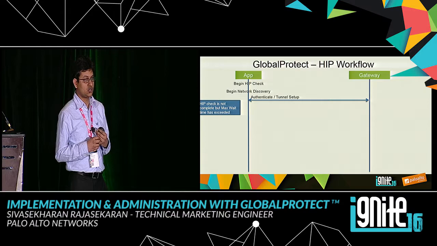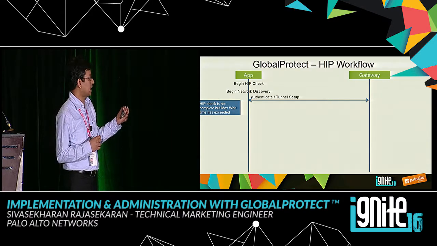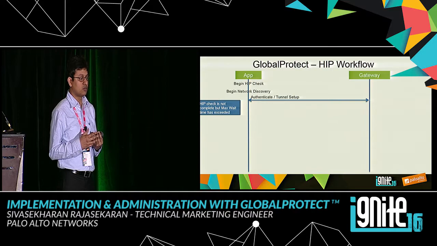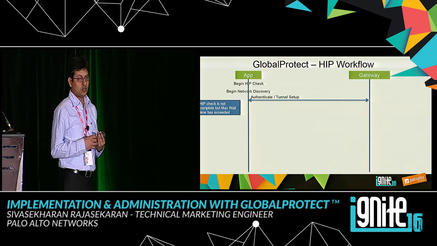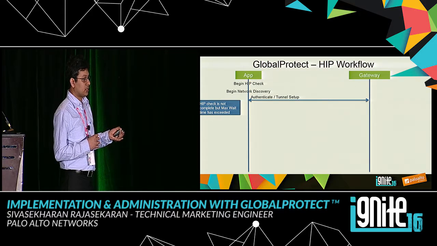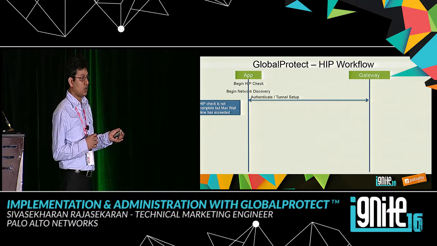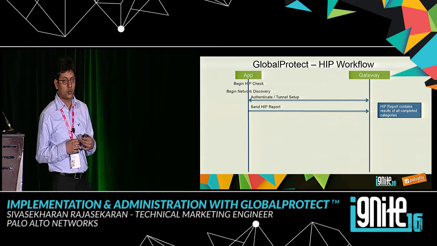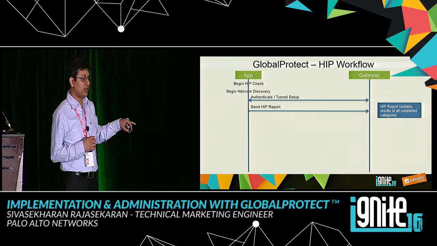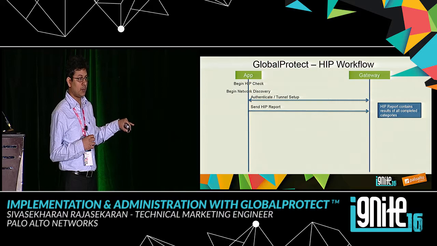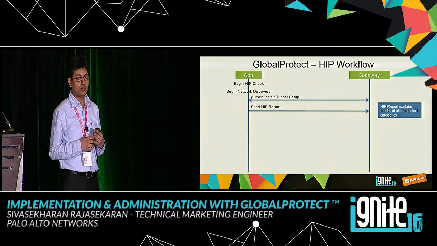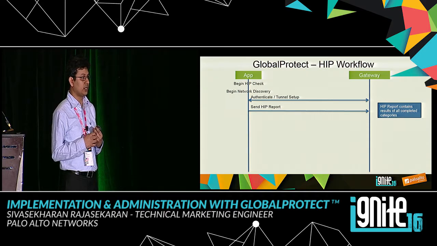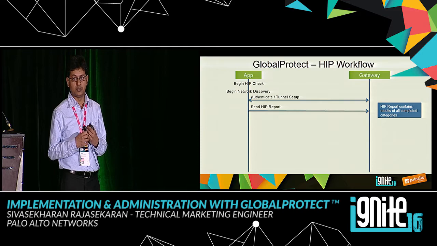And in case the HIP check has not completed in time, we also have something called a max wait time, until which the GlobalProtect agent would wait for the HIP check to be completed. If that has not completed by then, instead of waiting for the HIP check to complete, the GlobalProtect agent would send whatever it has collected so far as a HIP report to the gateway. Why do we do that? That's because we want the gateway to have as much information as possible about the endpoint so that it can be used for security policy enforcement. We don't want to wait forever to have all the information from the endpoint. We'll collect as much as possible as soon as possible.